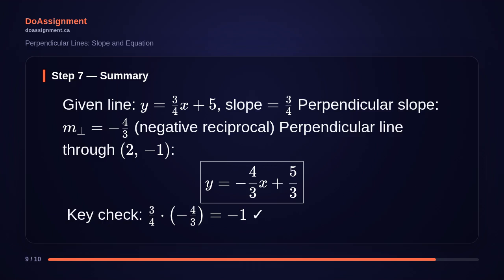To summarize, the given line has slope 3/4. The perpendicular slope is its negative reciprocal, -4/3. Using point slope form with the point 2, -1, we get the perpendicular line y equals -4/3 x plus 5/3. We can confirm these slopes are perpendicular because their product is 3/4 times -4/3, which equals -1.